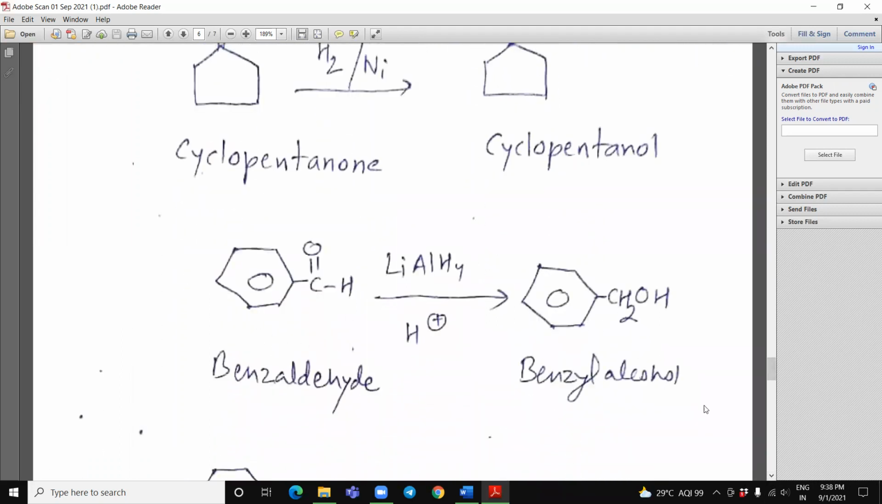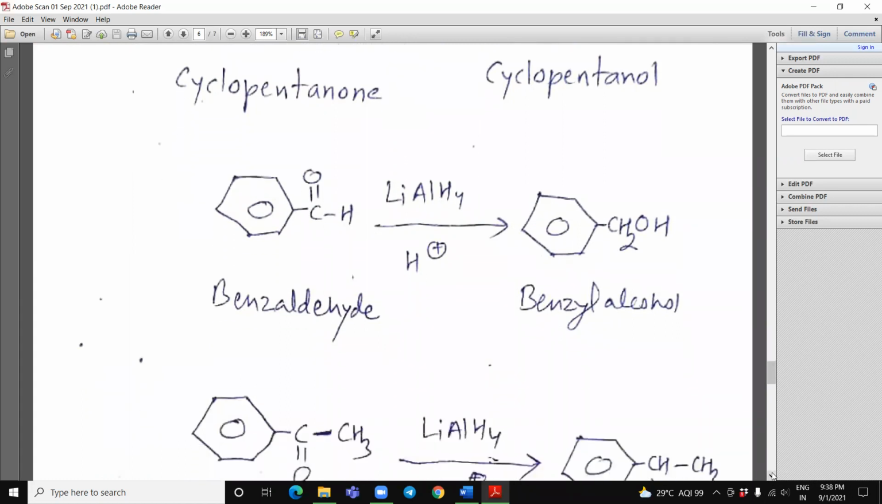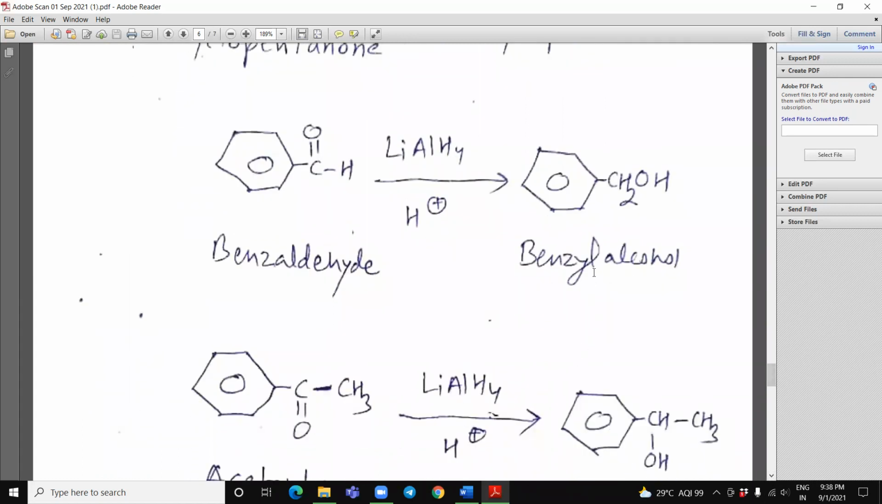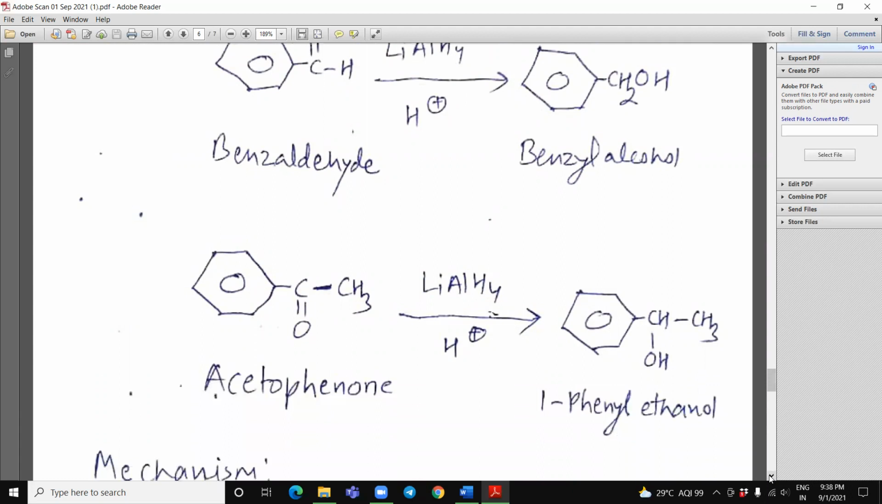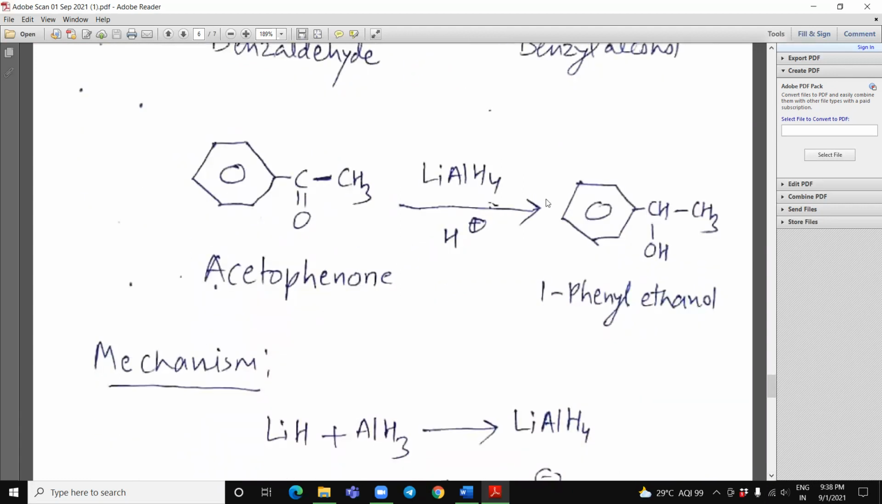Benzaldehyde will be converted with the help of lithium aluminum hydride. It will reduce to benzyl alcohol. Acetophenone will reduce to 1-phenyl ethanol.